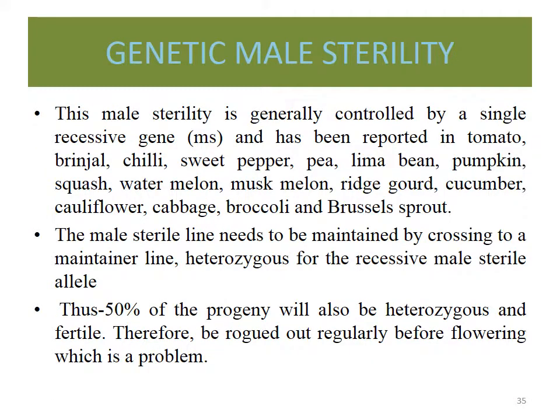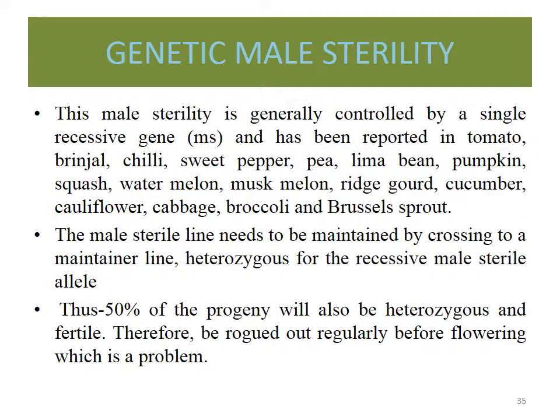Genetic male sterility is generally controlled by a single recessive gene, that is MS, and has been reported in tomato, brinjal, chili, sweet pepper, pea, lima bean, pumpkin, squash, watermelon, muskmelon, ridge gourd, cucumber, cauliflower, cabbage, broccoli, and Brussels sprout. The male sterile line needs to be maintained by crossing to a maintainer line heterozygous for recessive male sterile alleles. Thus, 50% of the progeny will also be heterozygous and fertile.